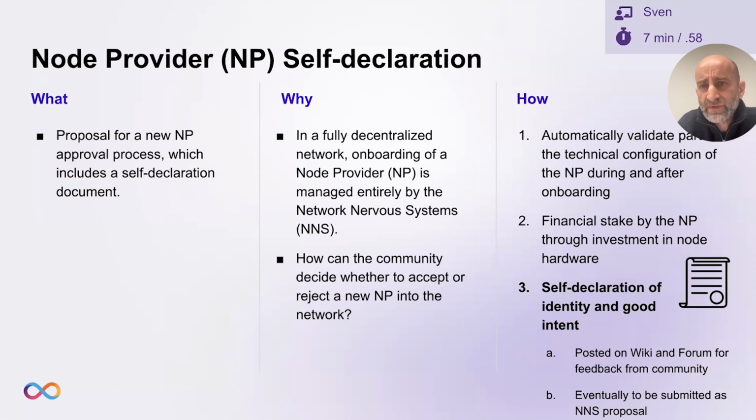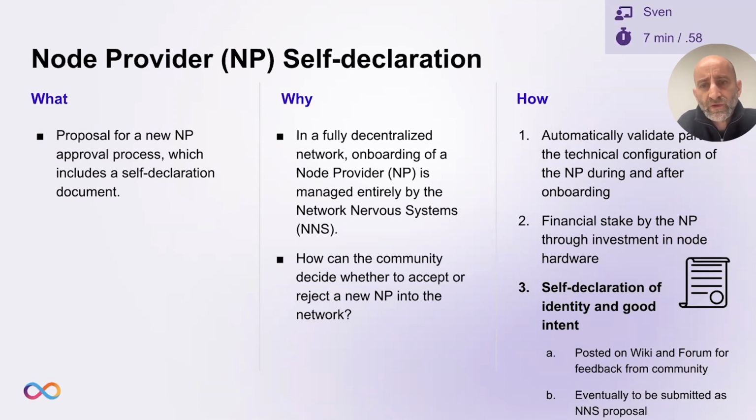And for that reason, we propose to follow a three-step approach. When a node provider onboards, we can, of course, validate that the node is actually up and running. And we can also validate that he's actually running the hardware that he is supposed to. And we can include that as part of the NNS. And secondly, of course, a node provider has some kind of stake in the IC network because the node provider needs to pay for the hardware upfront and receives their rewards back over a period of time, let's say 4 years, as a return on their investment. But that's missing the part that community members are able to assess the actual identity of the node provider.